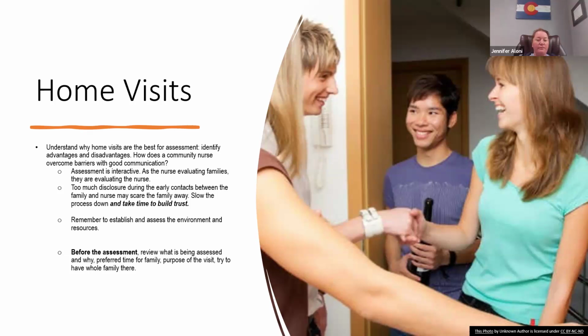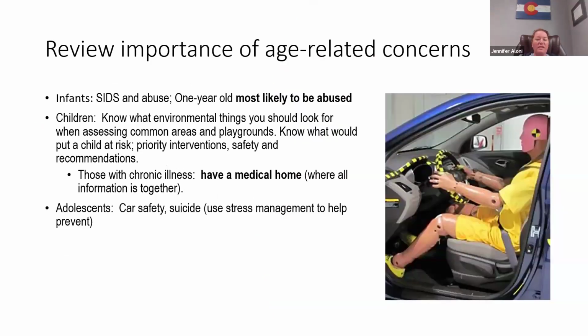Okay. We looked at this earlier, our infants and our SIDS. We have SIDS and abuse is what we're worried about. 1-year-olds are most likely, as we talked about in class, because they scream a lot and you don't know what they need or what you can do for them. Look at common areas, safety for kids. Make sure those with a chronic illness will have a medical home. And our adolescents, we worry about car safety and suicide.